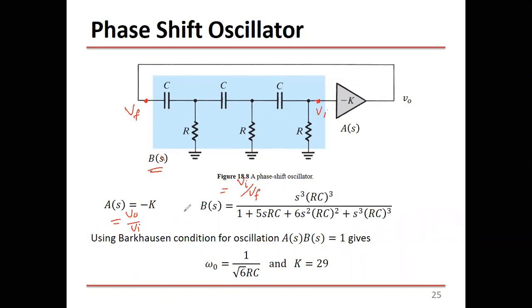Now, we found A of S, we found B of S, and we apply the Cartesian condition for oscillation by multiplying A times B and equating this with 1 and solving for the real and imaginary parts. This will give us omega 0 as 1 over square root of 6 RC and K as 29. So you have to have here not 1, you have to have a 29 gain.